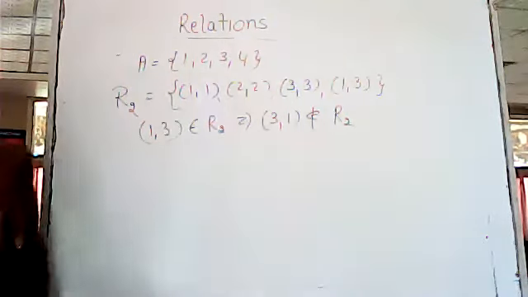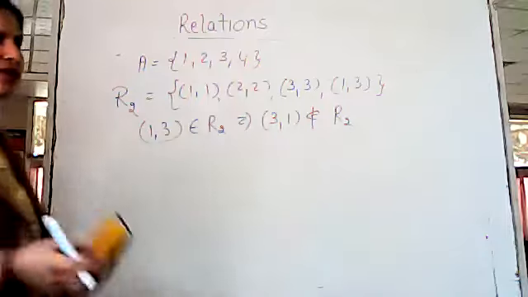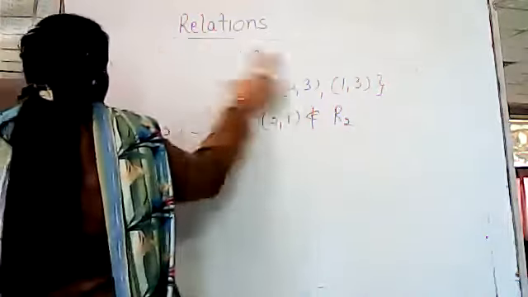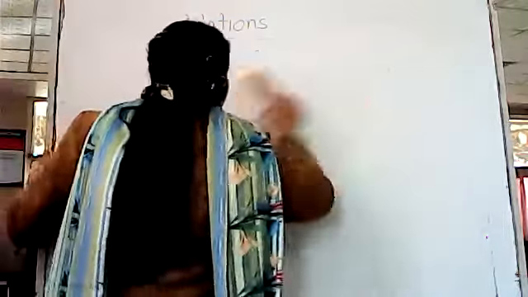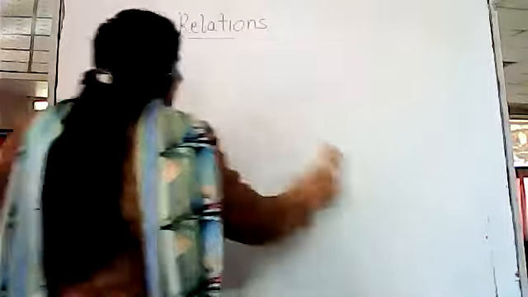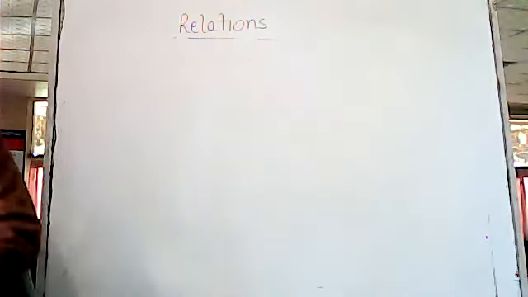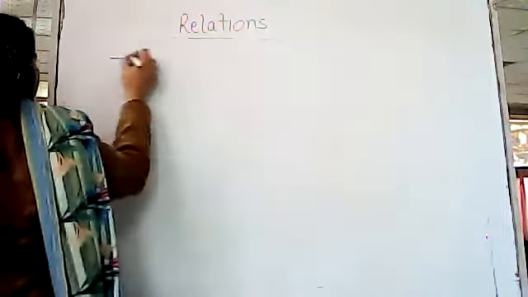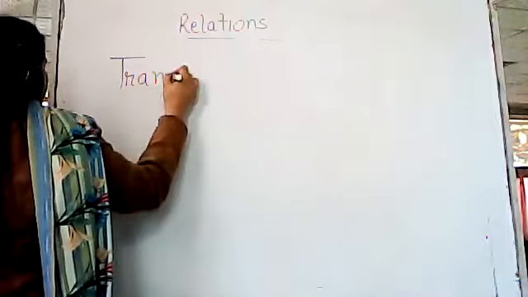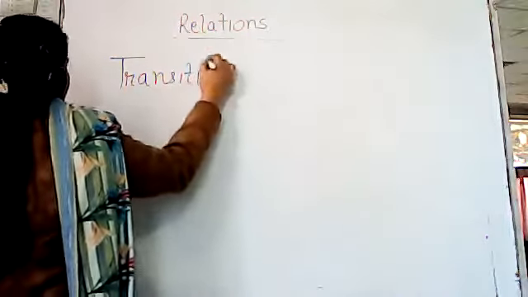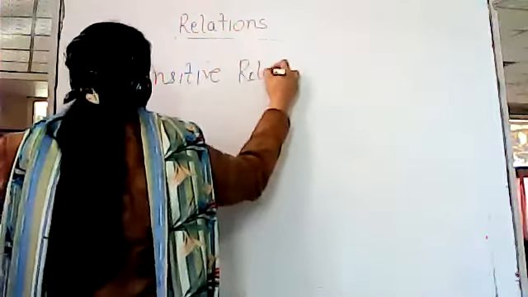So this definition is clear to everyone. What do you mean by a symmetric relation? Yes, ma'am. Okay. So after this definition, now we are going to move to another definition, that is the transitive relation. Next is transitive relation.